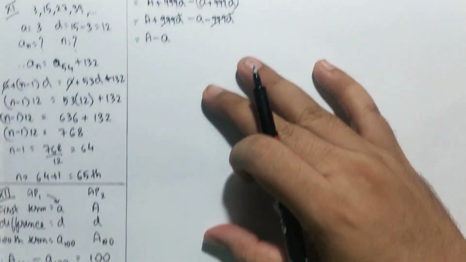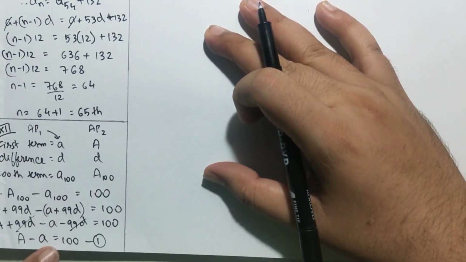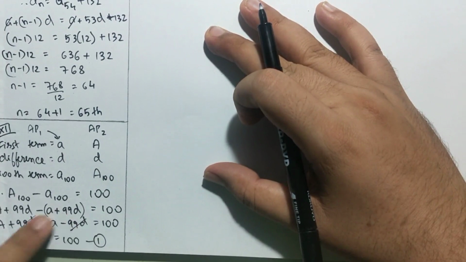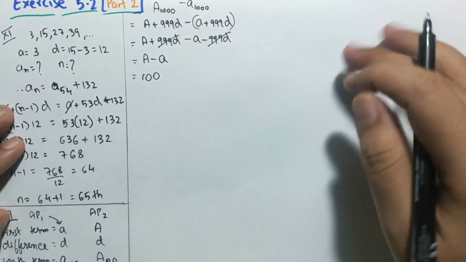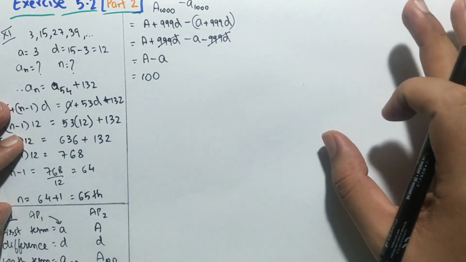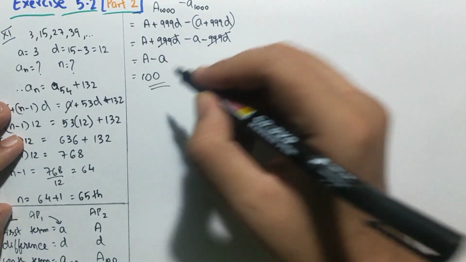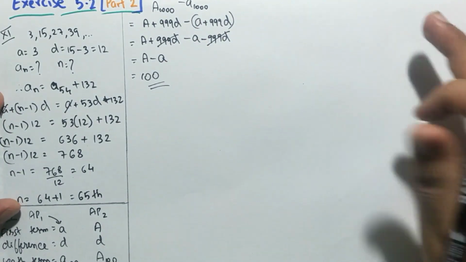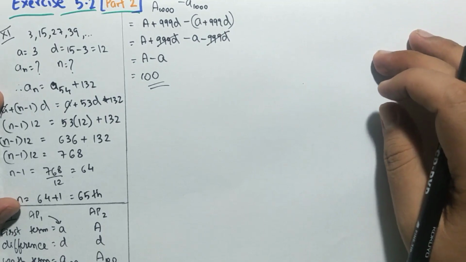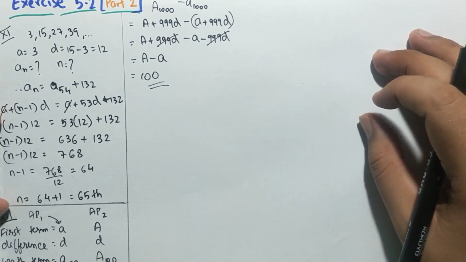What is the value of a minus a? We have written this. A minus a is equals to 100. So the difference between the 1000th term is also 100. The difference between the 100th term is 100, and the difference between the 1000th term will also be 100. Understood? So let us proceed towards the 13th sum.